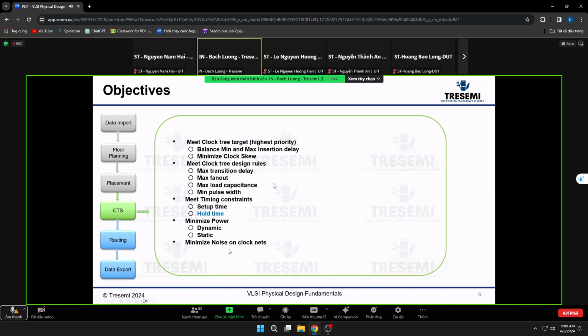Also, one of the goals is to minimize noise on the clock nets, because the clock nets tend to become aggressors on other nets. So we'll talk about the crosstalk effect on the clock nets. Okay, so these are the objectives. There are a lot of objectives here.